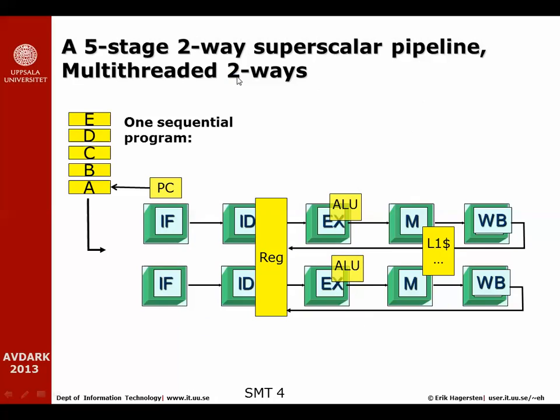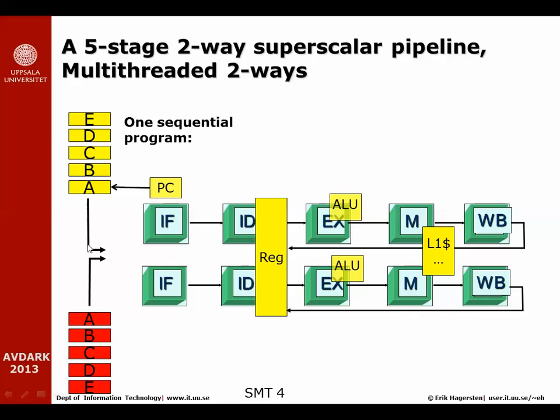So let's see how we can extend that to a multi-threaded version. This is still a 5-stage pipeline. It's a two-way superscalar pipeline. But now we're going to extend it to be a multi-threaded two-way pipeline. What that means is that we will be able to execute instructions from two different threads at the same time. Two different programs, well, it could be the same program, but they are executed by two different threads or two different processes, actually.